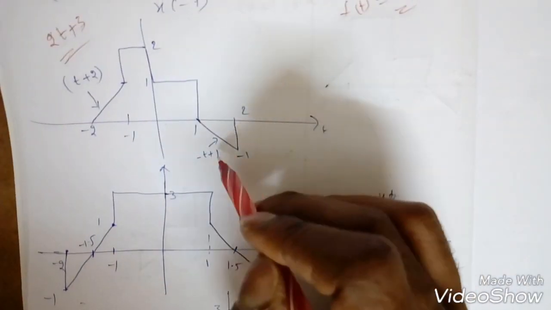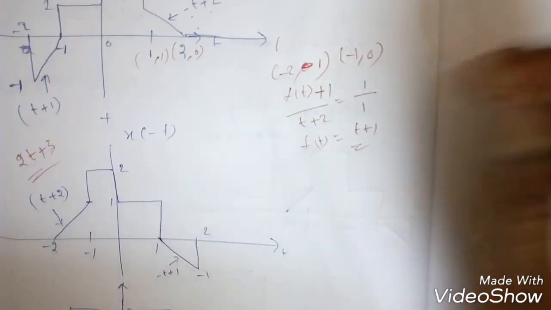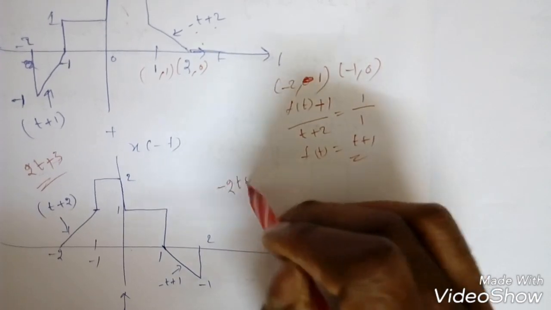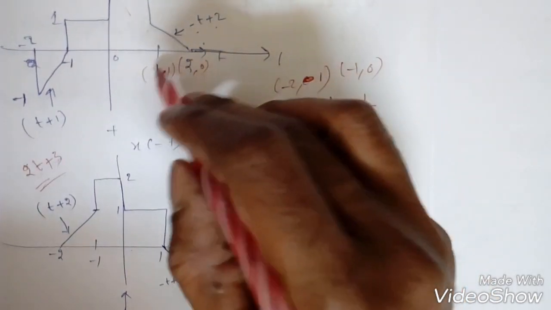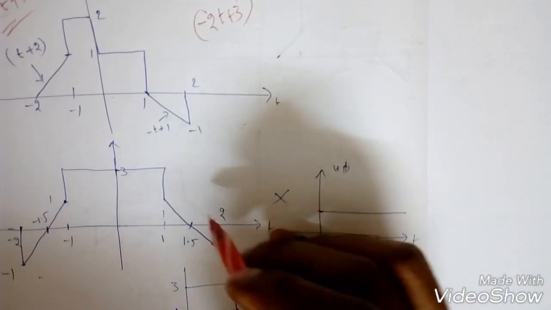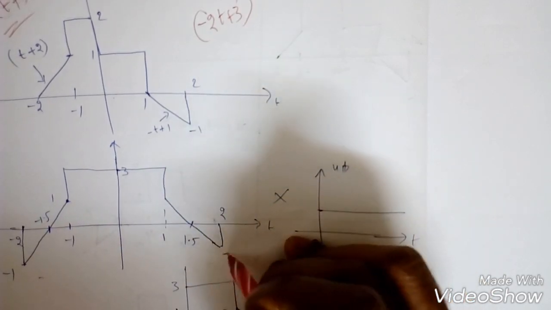Next, from 1 to 2, this is minus t plus 1, and this one is minus t plus 2. So what do we get? Minus 2t plus 3 in this region. If we go with t equal to 1, -2 plus 3, we get 1, and if we substitute 2, we get -1.